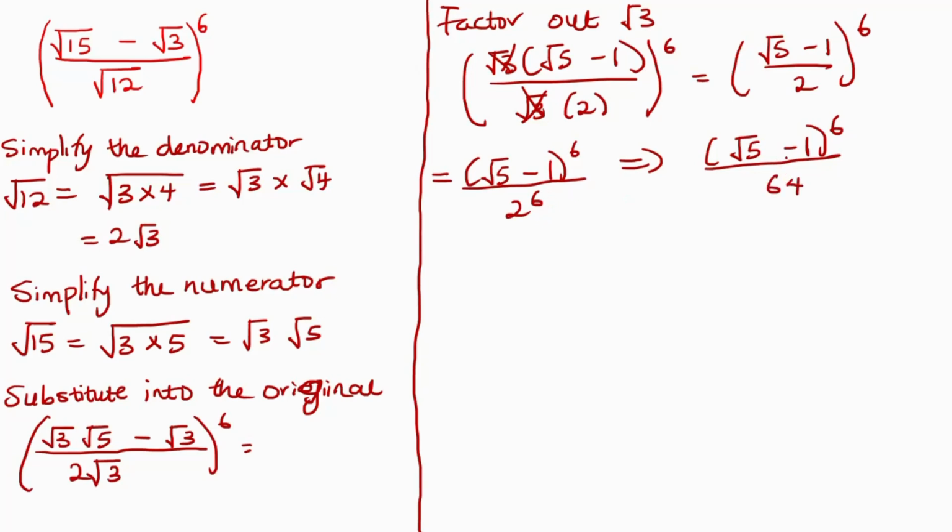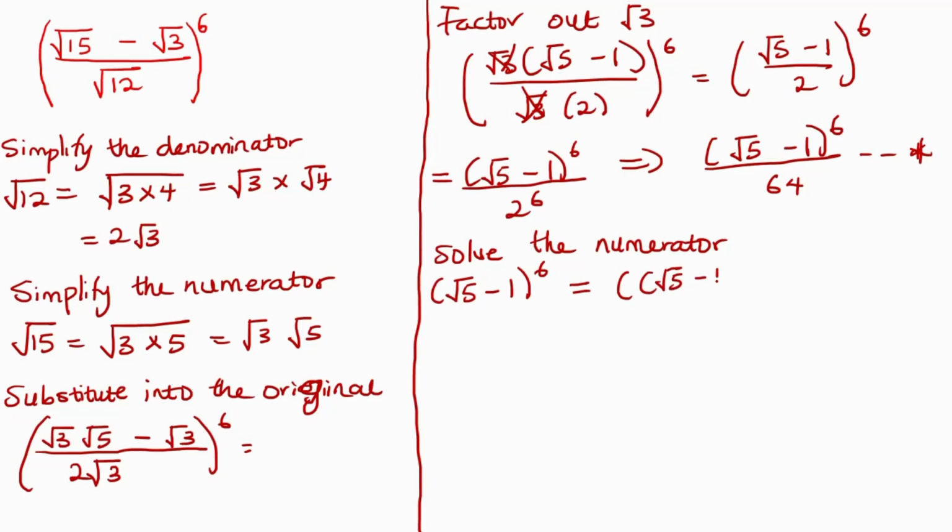So we want to solve for the numerator. We're going to come back to this point, so simply take note of this point. So solve the numerator. We have the numerator to be root 5 minus 1 all raised to the power of 6, which can be expressed as root 5 minus 1 all squared, all raised to the power of 3. Now this is the same thing as this. So let's simply work with this part right here.